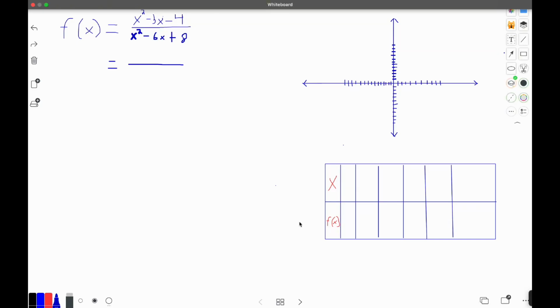Today we're going to be building on what we did in my previous video. Before, we were determining key features of rational graphs, and today we're actually going to be graphing them.